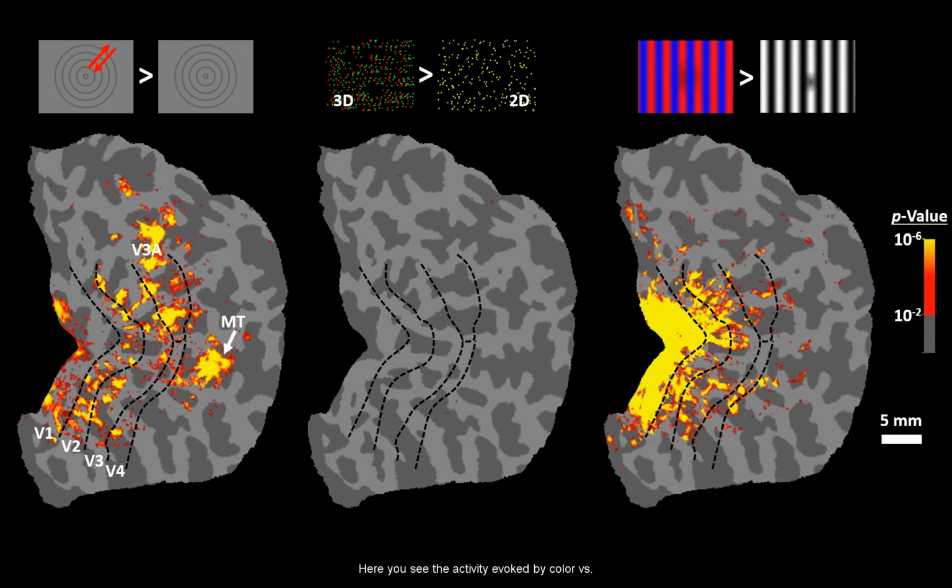Here you can see activity evoked by color versus luminance-varying stimuli. Again, similar to the control subject that I showed, you can see strong activity in V1, V2 stripes, V3, and V4. Again, you can see almost no color selective activity in area V3A.